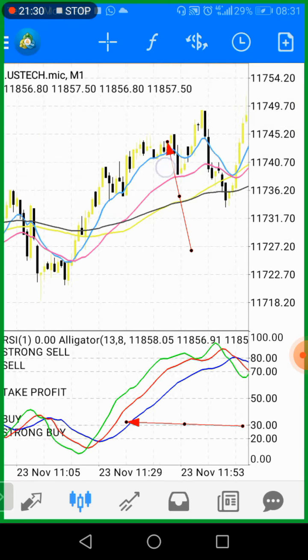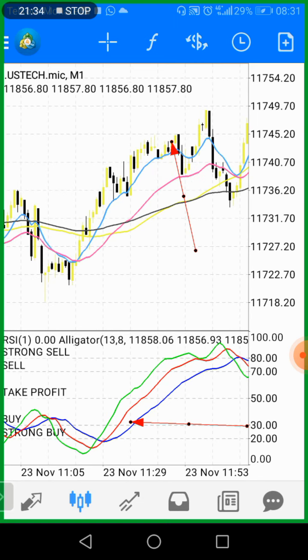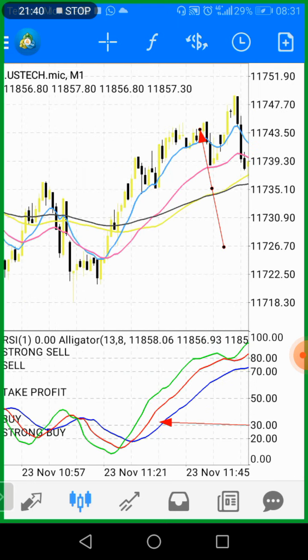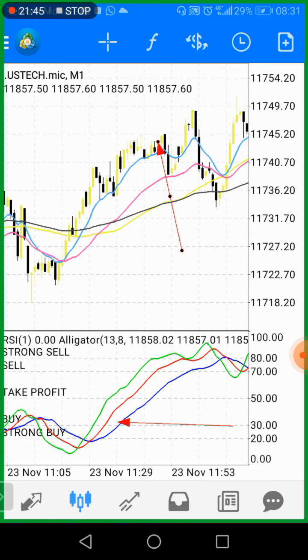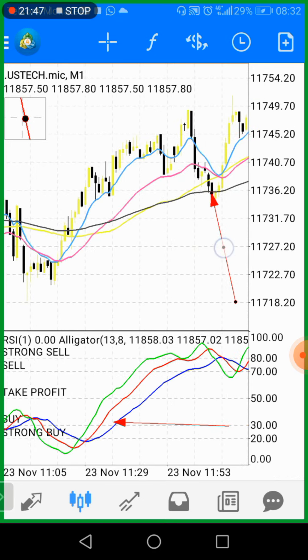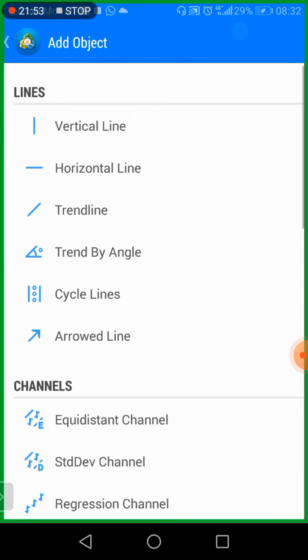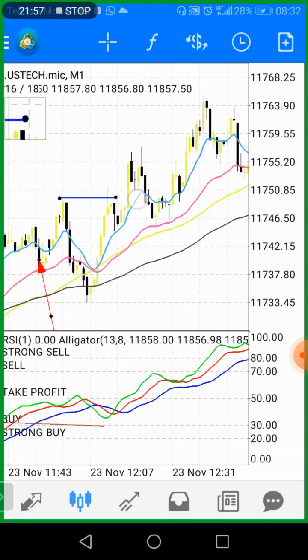So what's happening here, guys? I want you to see we had another double top here. Here we could have expected what? A reversal, because we can see our alligators are oversold. At this double top, you could have taken your sell entry, depending on where you place your stop loss.